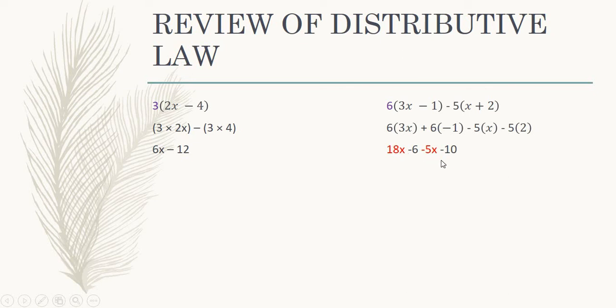Here, you have two different types of terms. You have some terms with x, and some terms are just numbers. The numbers are referred to as constants, right? So at this stage, what you would do is group the like terms and then simplify them, right? So this is how you would group the like terms. I'm just rearranging this step and putting the like terms beside each other. And then after you simplify, 18x minus 5x will give you 13x. And minus 6 minus 10 gives you minus 16. Alright?